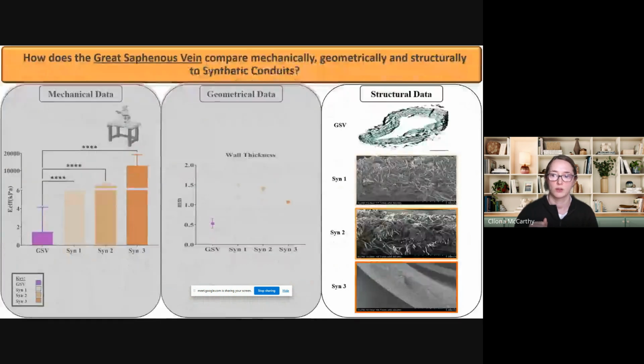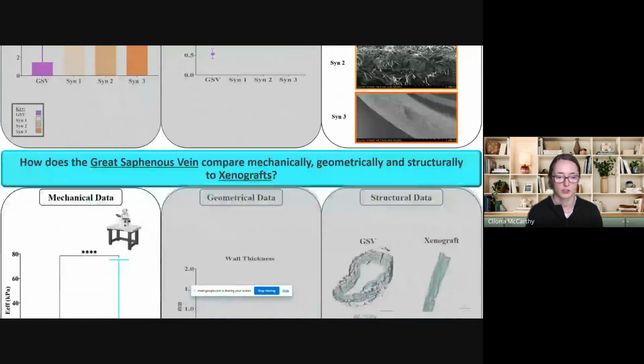And then when we look at the structural data, you see that there are very defined layers within the great saphenous vein, whereas especially for synthetic conduit 1 and 2, it was very unstructured and not at all like the great saphenous vein, and it's attempted to mimic the layers of the blood vessel in question.